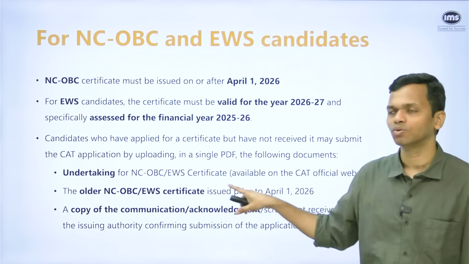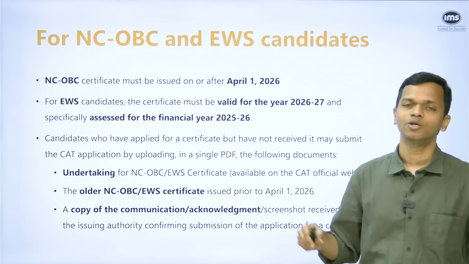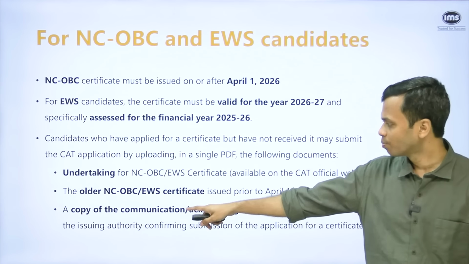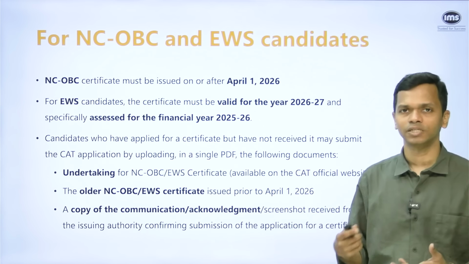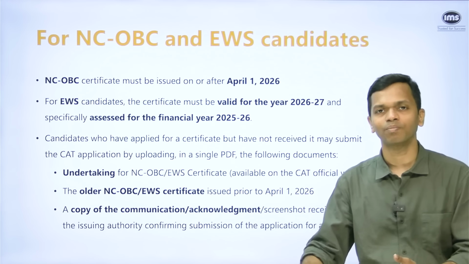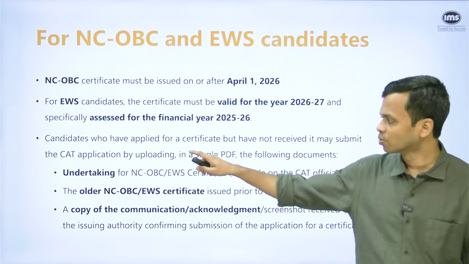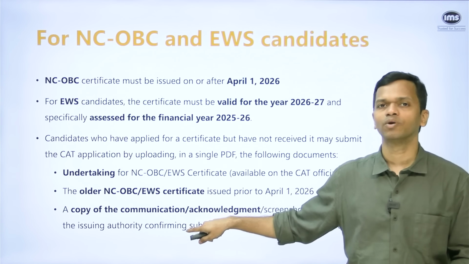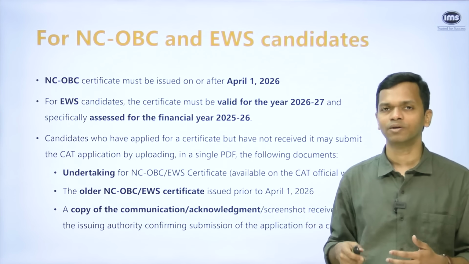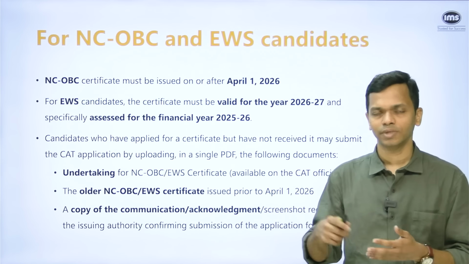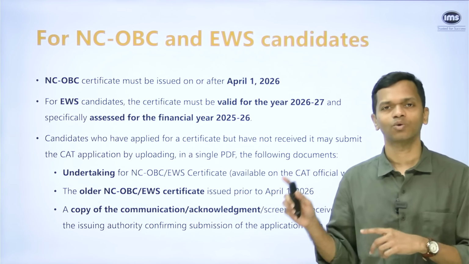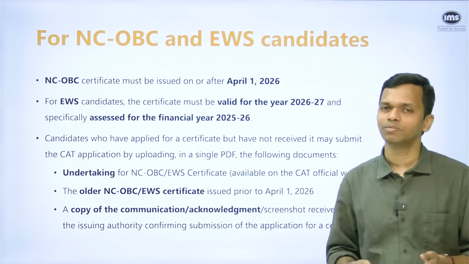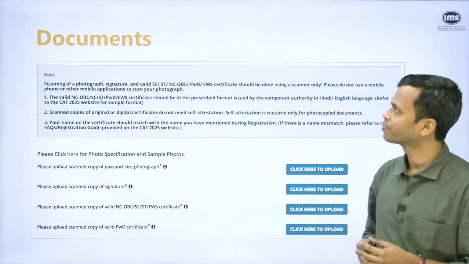So the older NCOBC EWS certificate will still be required. You put all of this in a single PDF and then upload. A copy of the communication or the acknowledgement is important, because it shows them that you have applied for that particular certificate. So the undertaking, the older NCOBC EWS certificate, and a copy of your application is what will be required for you to apply under NCOBC or EWS if you're not going to get your certificate in time. But as I mentioned, do it as early as possible so that you don't have to worry about these things.